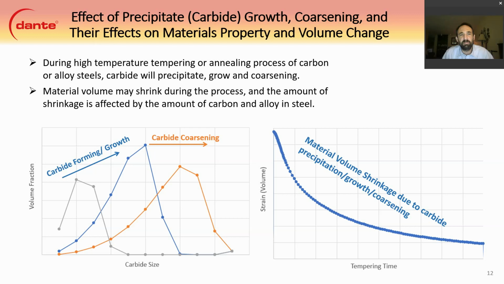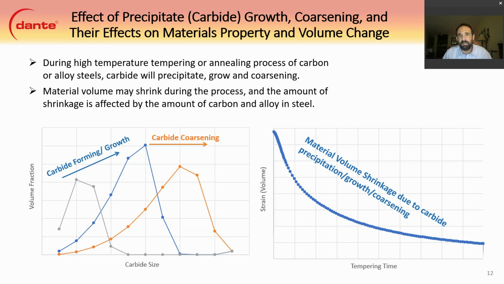The figure on the bottom left shows an essential bell curve of carbide size versus volume fraction, and is essentially as a function of time. So short times are the gray curve, and moving to the right are longer times, you can see how the carbides coarsen and kind of spread their size out.